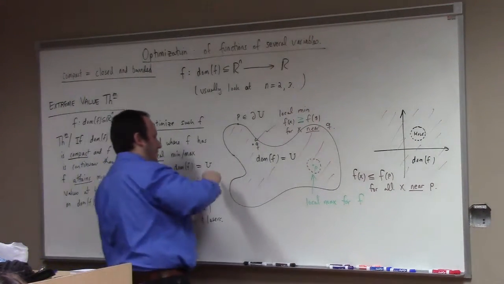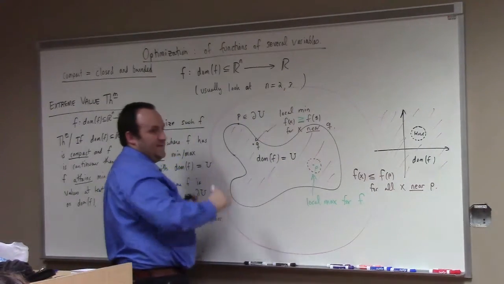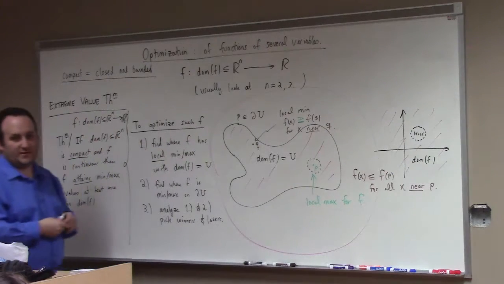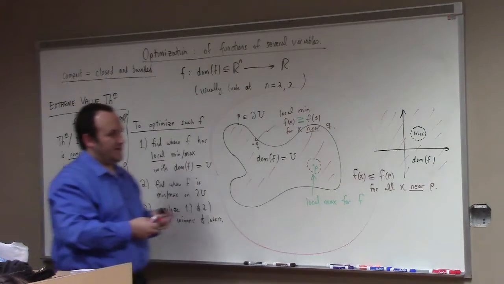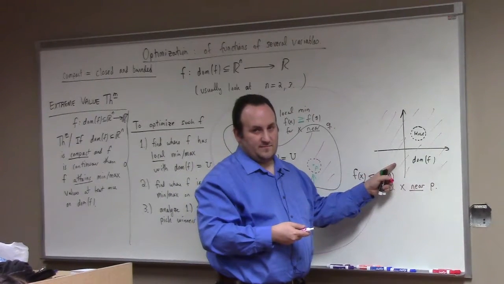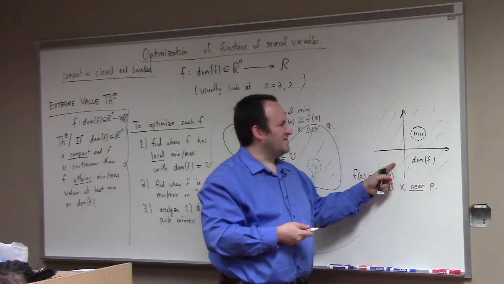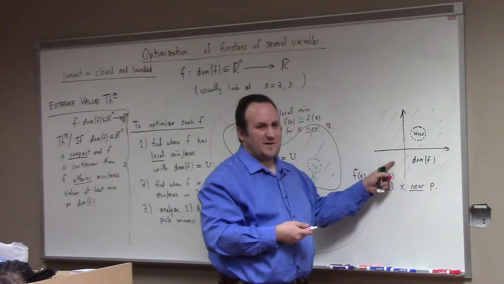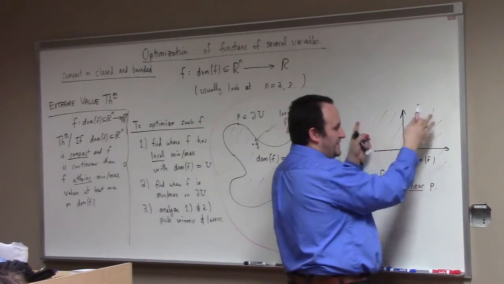You can find an open disk that is big enough that the whole set fits inside that open disk. If you can do that, it's bounded. If you can't, it's not. This one over here is not bounded. I don't think it's closed either. It doesn't contain its boundary points, right? The boundary points of the hole are not in the set, so this is actually not a closed set.